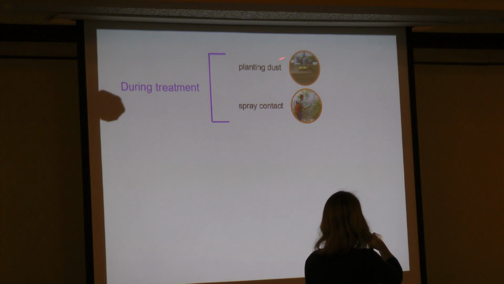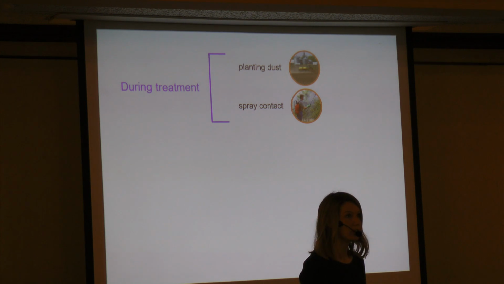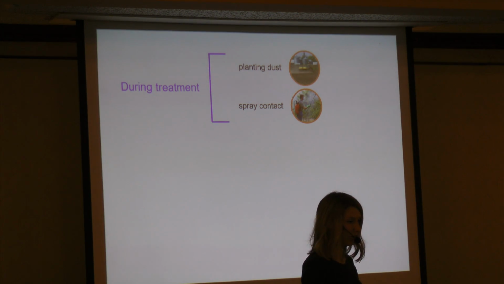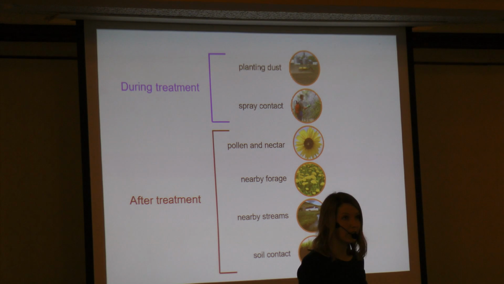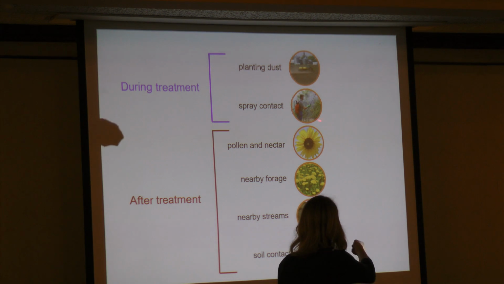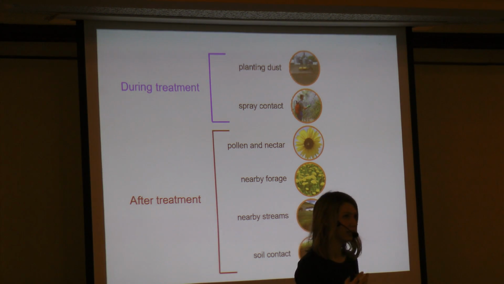So this is something that we're already pretty aware of, because we know that the concentrations and doses of these pesticides are very high at this point in time. But what about the following days, the following weeks, the following months? Bees can still come in contact with these pesticide residues. There are a variety of ways it can happen. The most important way I'm really going to focus on is coming in contact with it through pollen and nectar.